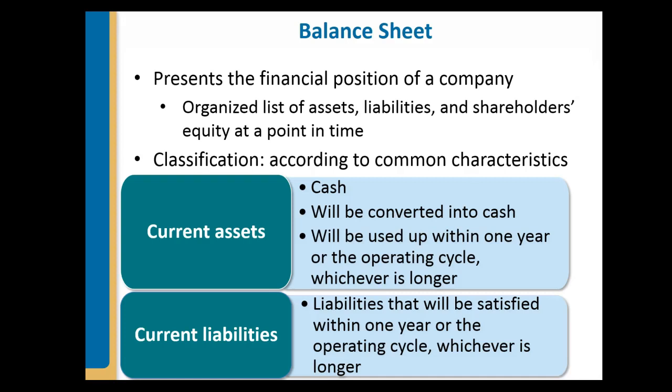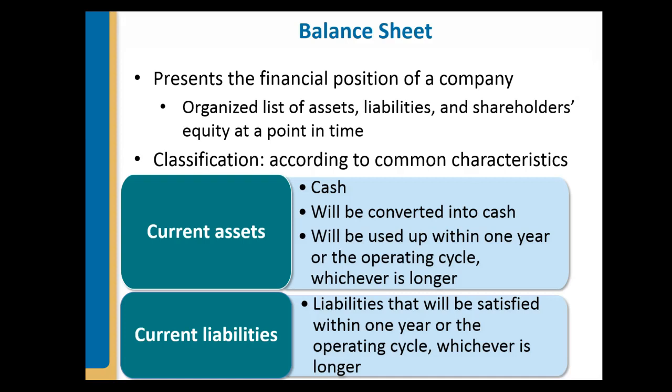Now, current assets are those assets that are cash, that can be converted into cash, or will be used up within a year or the operating cycle, whichever one is longer. Current liabilities are those liabilities that are going to be paid off or satisfied within 1 year or in the operating cycle, whichever is longer.